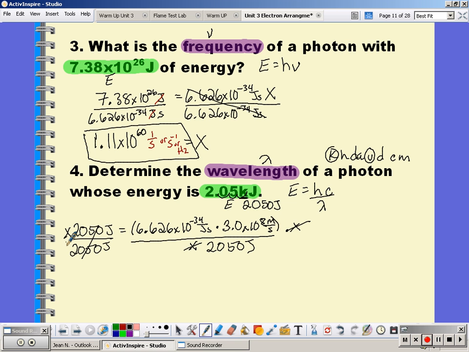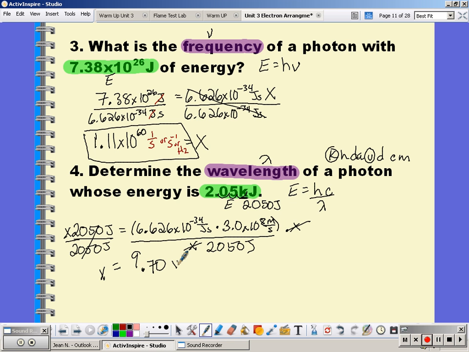So plugging this number in all at one time, making sure to use my special button, and I'm going to need 3 significant figures. x ends up being 9.70 times 10 to the negative 29.